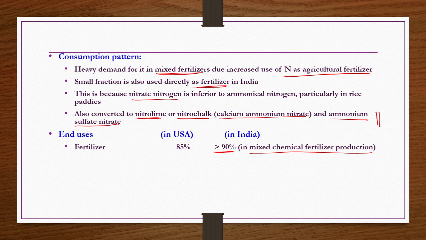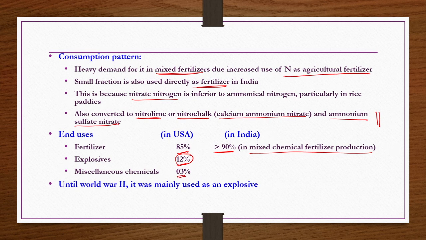Something like ammonium sulfate nitrate, calcium ammonium nitrate, etc. However, if you see in USA, 80% is used as a fertilizer, and 12% is used as explosives, for mining purposes, where sometimes you need to do some explosions. So up to 12% is used as explosives in the United States of America. For miscellaneous chemicals production, the remaining 3% is used, okay?